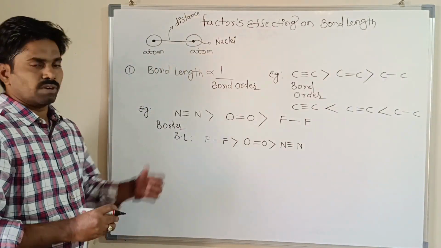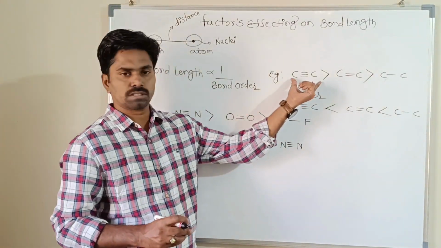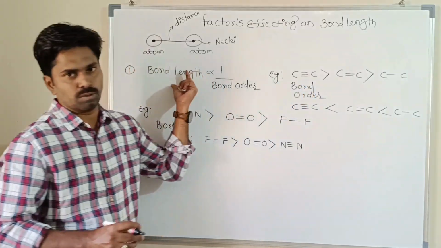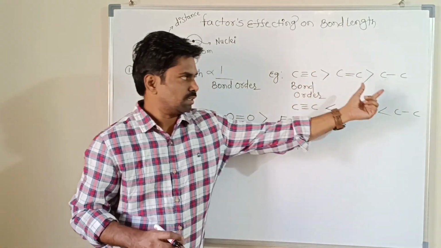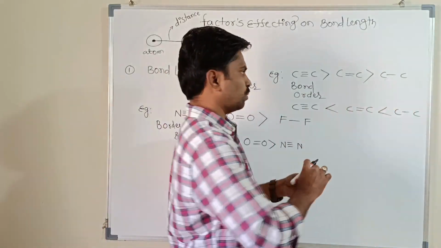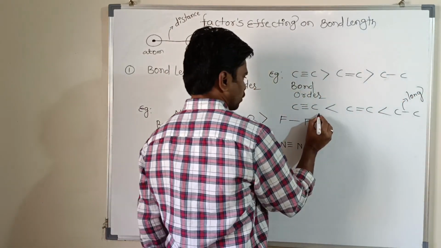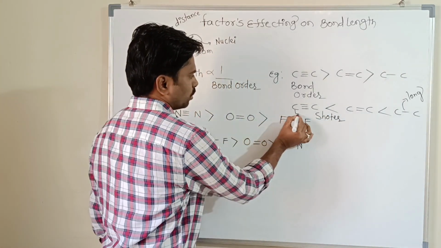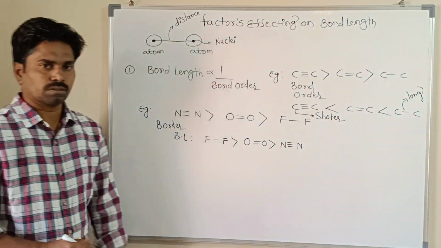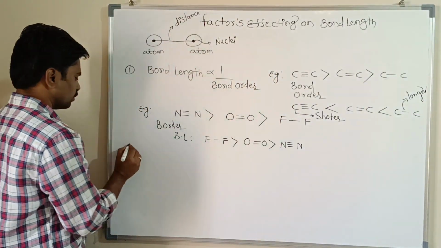So this is one factor, that is the bond order. If the bond order increases, then automatically the bond length will decrease. For the triple bond, the bond length is shorter compared to the single bond. So this bond length is long, this is shorter. This triple bond has a shorter bond length and that single bond has a longer bond length. Okay, great.